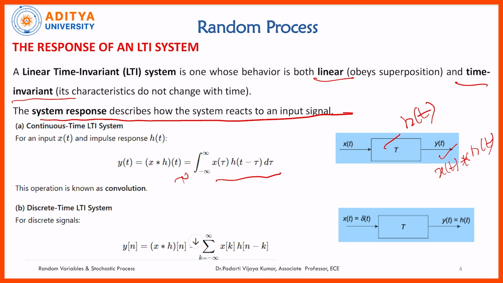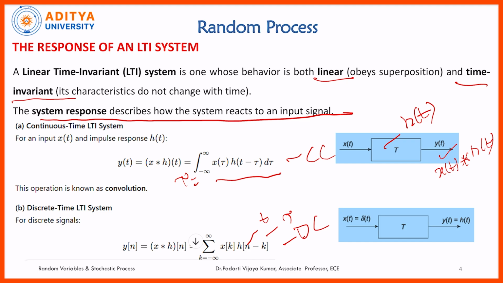Tau ranges from minus infinity to plus infinity. If it is a discrete version, simply we will replace tau with k and t with n. Integration will become summation. This is discrete convolution and this is continuous convolution.